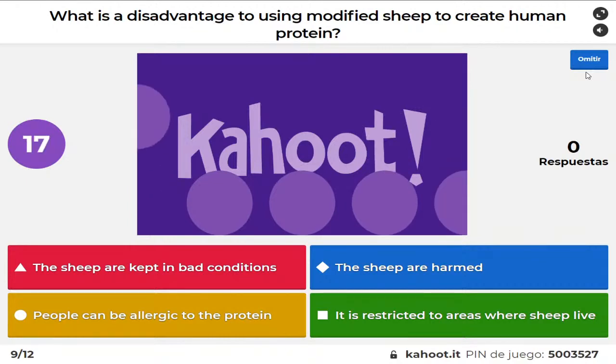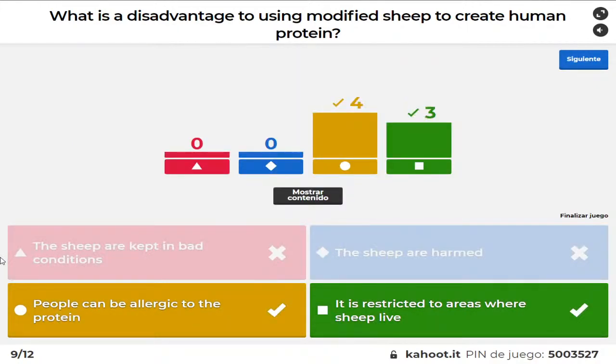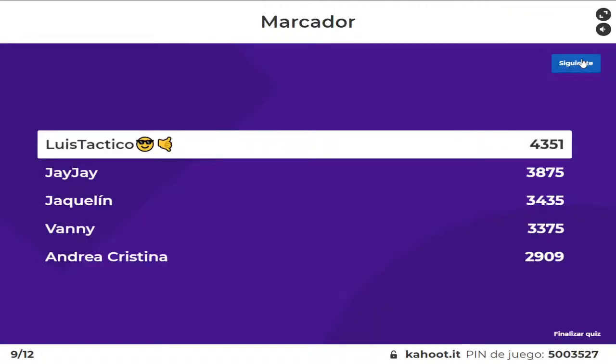What is a disadvantage to using modified sheep to create human proteins? The sheep are kept in bad conditions, the sheep are harmed, people can be allergic to the protein, or it is restricted to areas where sheep live. All of you have it correct. Oh, let's see the podium. Okay, all of you stay the same.